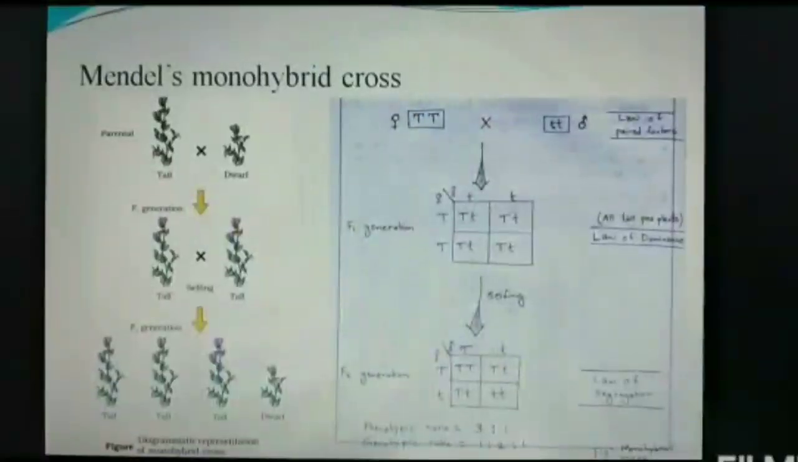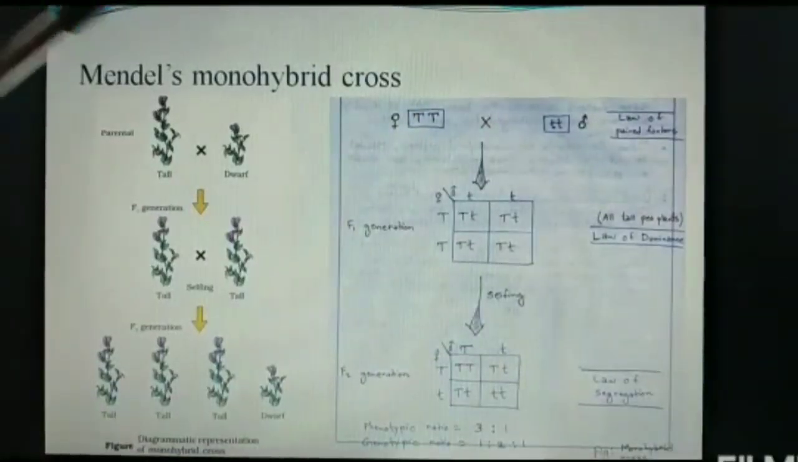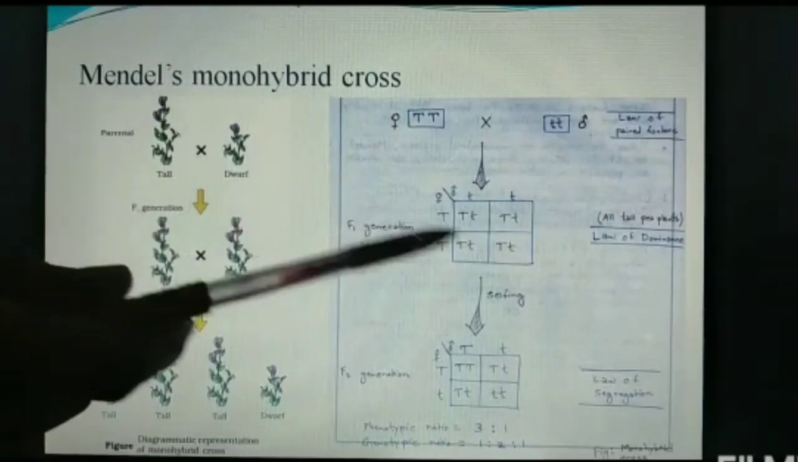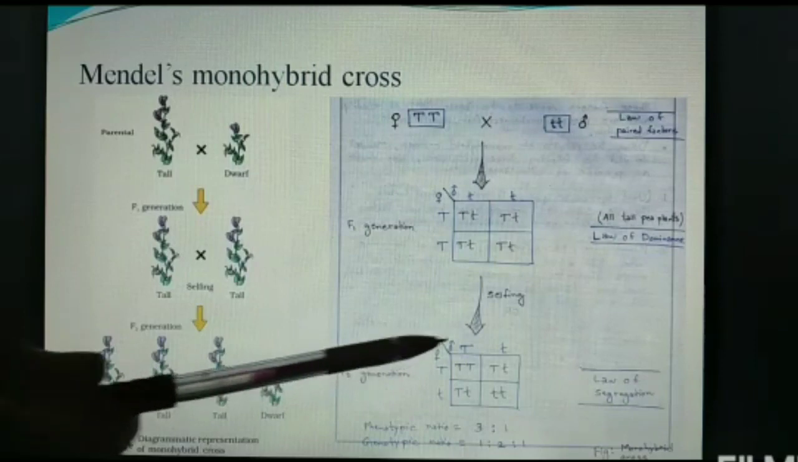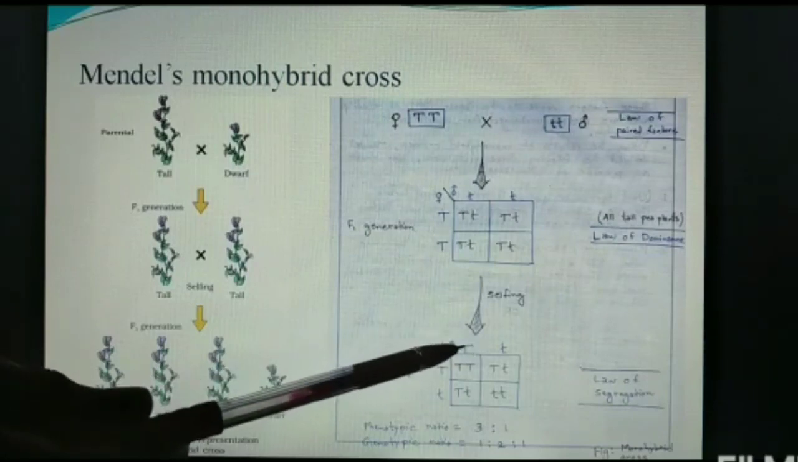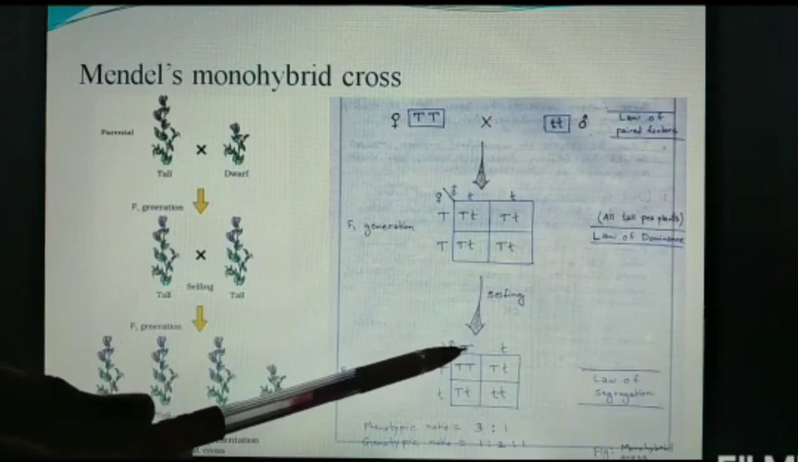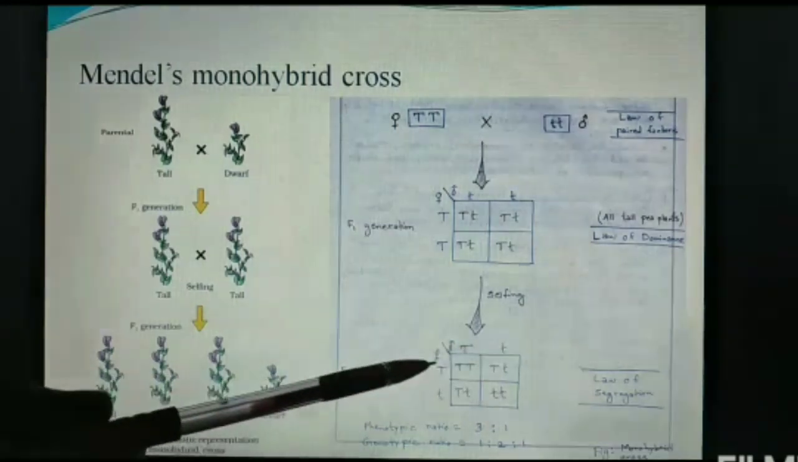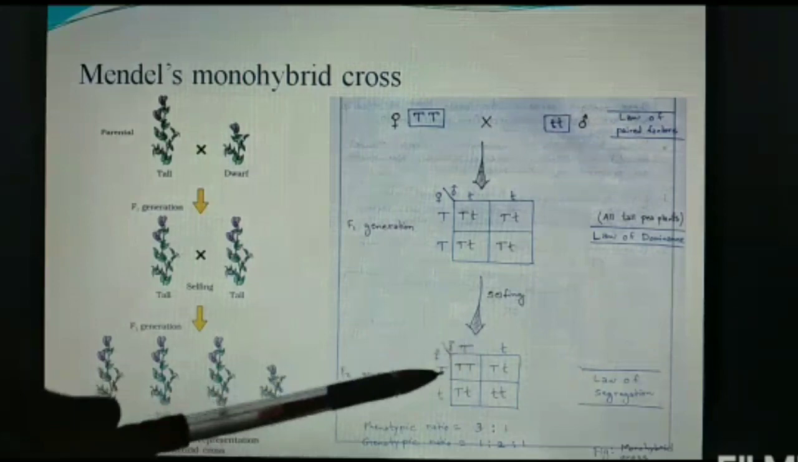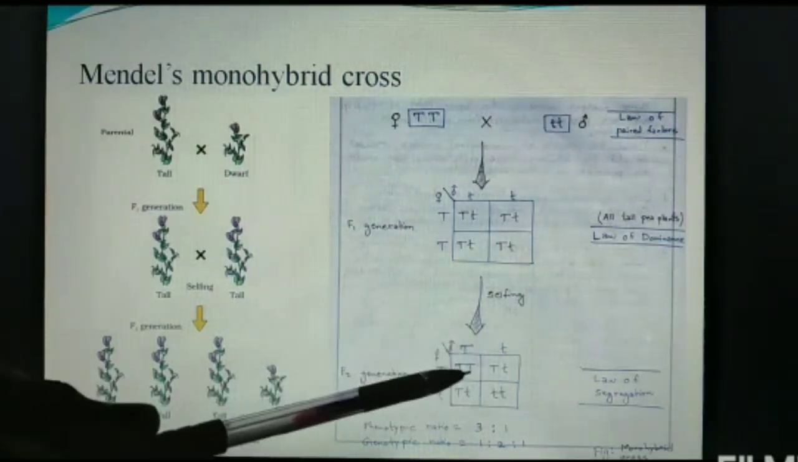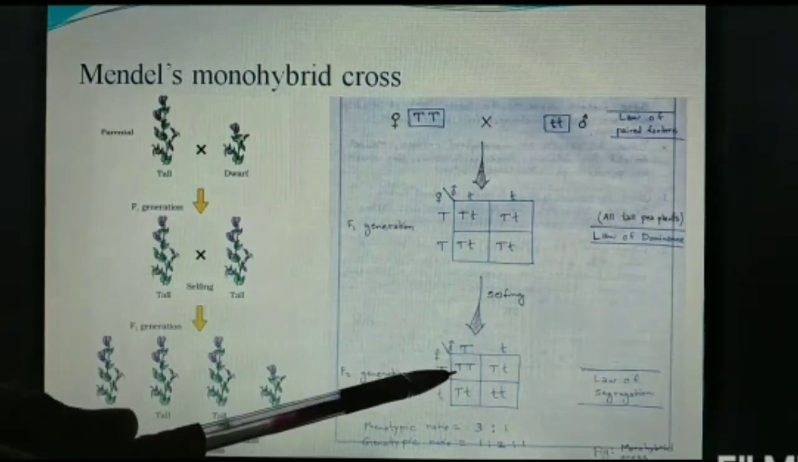Now, he self-pollinated the F1 offspring, that is capital T, small t. So you can place the gametes. The paternal gamete we place at the top, capital T, small t. The maternal gamete is placed at the left-hand side, capital T, small t. Now we can fuse them. When capital T is fused with capital T, we obtain capital T, capital T.